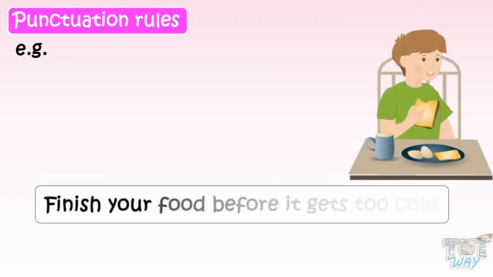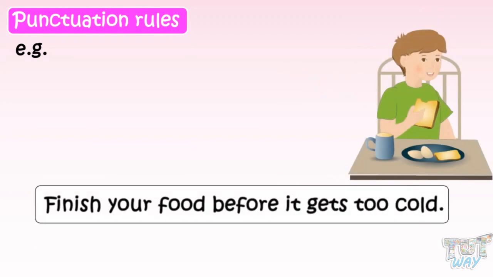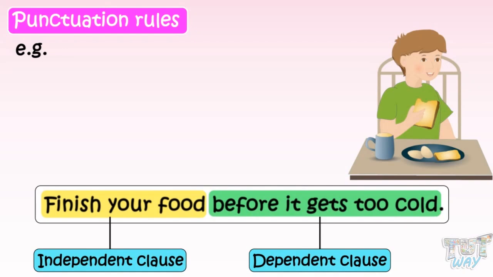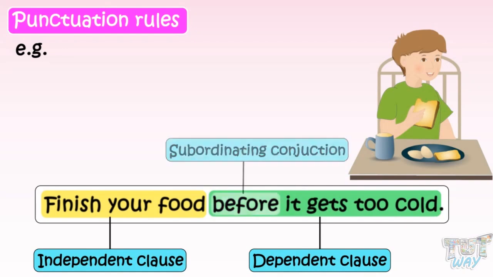Finish your food before it gets too cold. Here, the independent clause is finish your food, and dependent clause is before it gets too cold, which is starting with the subordinating conjunction before. And as the independent clause comes first, no comma to separate the two clauses.